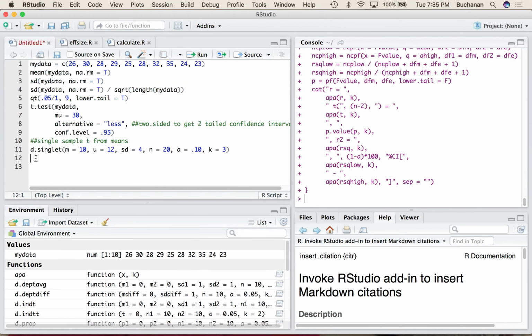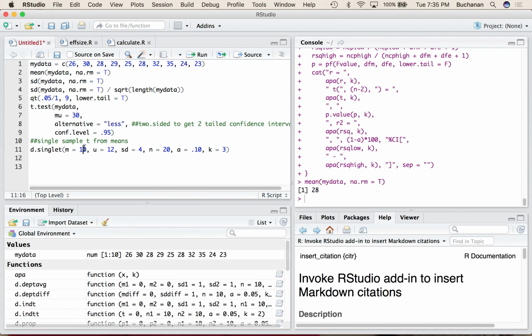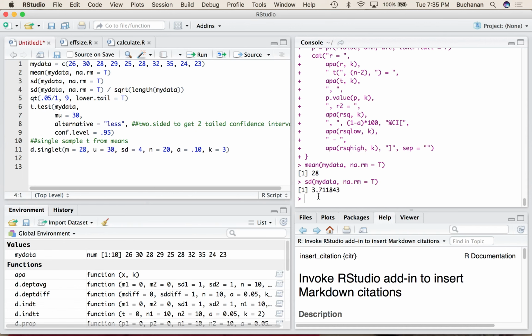We're doing single t, so I'm going to copy it over. My mean in this case was 28. My mu, or sample mean, is 30. My standard deviation is this big number. Just copy and paste it. N is 10. Alphas are p less than numbers, so 0.05, and just give me 2 decimals.